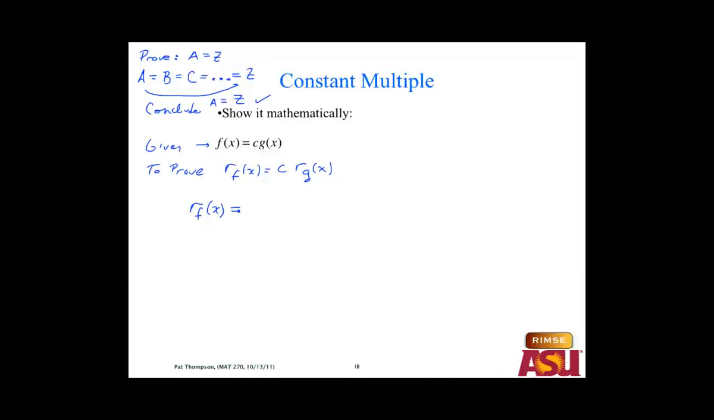Is equal to g, g of x plus h. Oh no, you had it. You changed gears, Aaron.